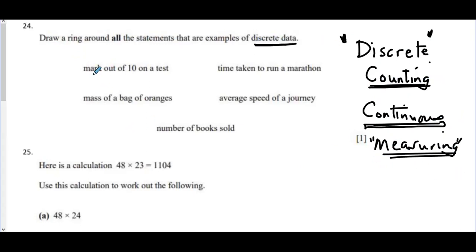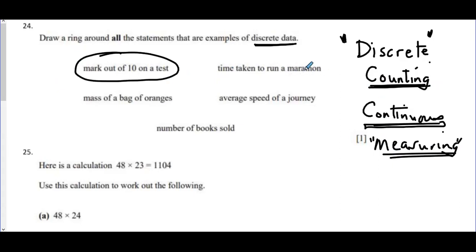Draw a ring around all the statements that are examples of discrete data, but discrete is counting, continuous is measuring. Okay. Any mark out of 10 on a test. If a teacher gives a test and then starts awarding marks, does that teacher count or does that teacher measure the marks? So any mark that we collect from any test is counting, which is basically discrete data. So I'm gonna go for this. This will be discrete. Why? We do counting and we don't measure, okay?